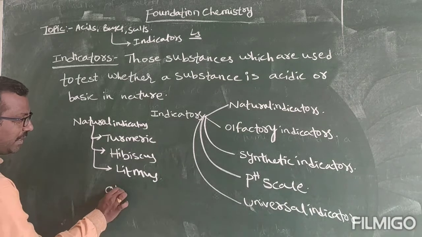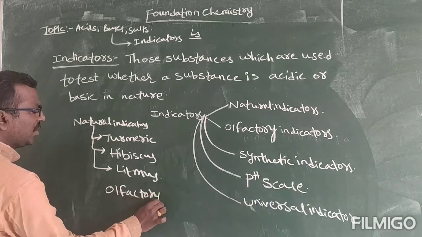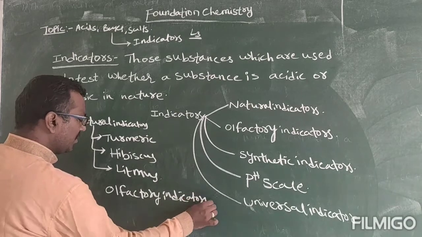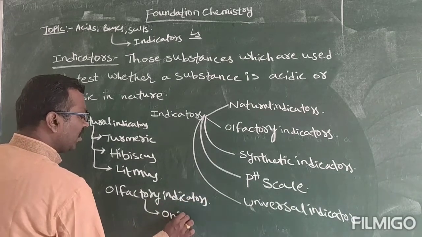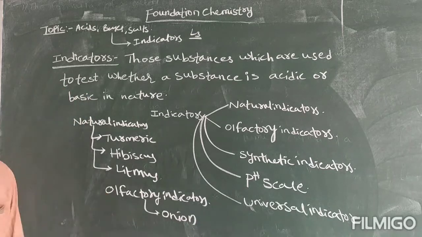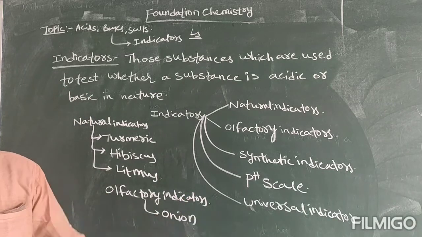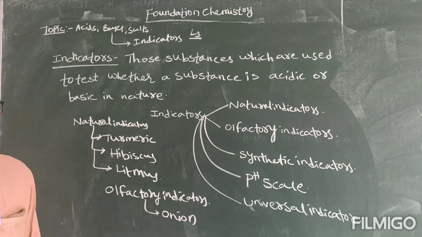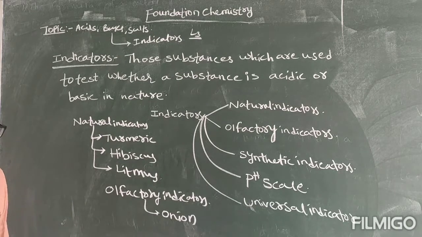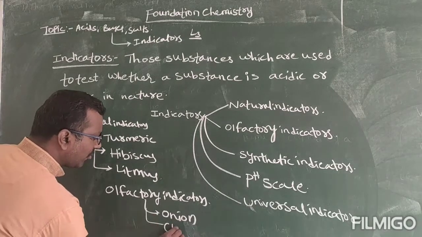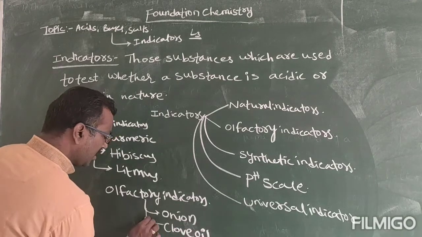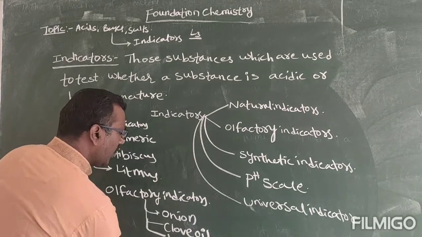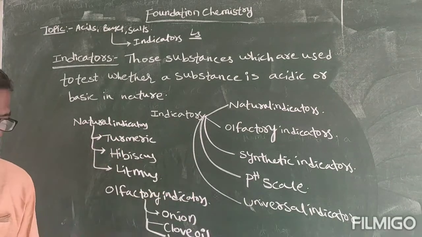And we have olfactory indicators. Olfactory means based upon the smell. That is onion. Onion will change its smell when a base is passed through it, and it does not change its smell when an acid is passed through it. So olfactory indicators we have onion, clove oil, and also vanilla. All these are olfactory indicators.